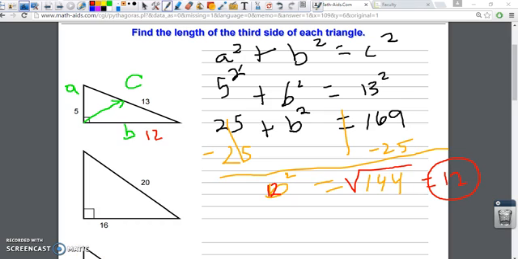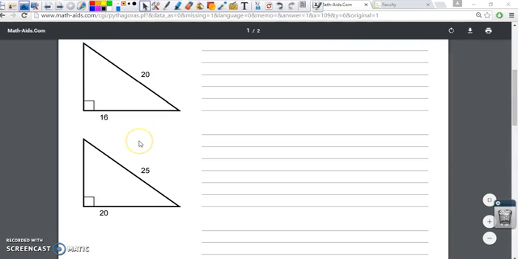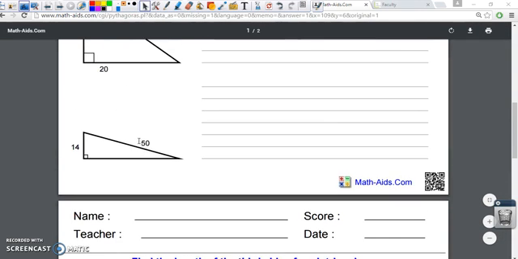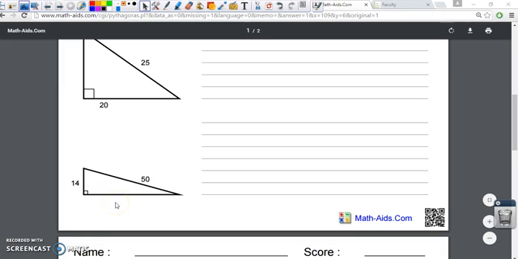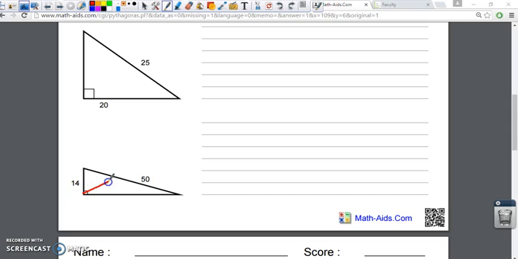Let's do another example in which leg B is missing. I think I might have one on this sheet. Maybe not. Oh, here you go. This one has B missing. Okay? So, let's first label my sides. As you know, this is going to be the hypotenuse, which is C. B is the bottom. A is the height. So now I write my formula. A squared plus B squared equals C squared.